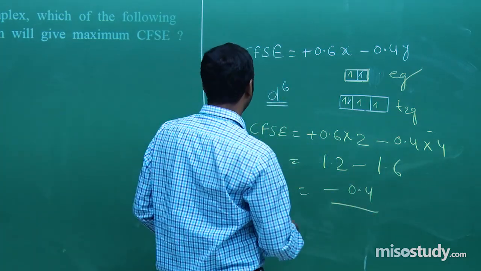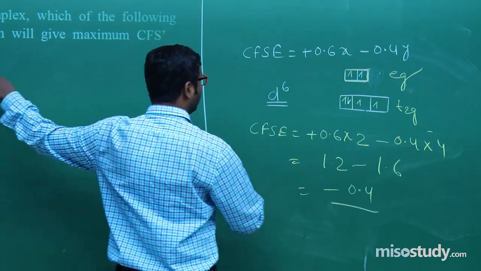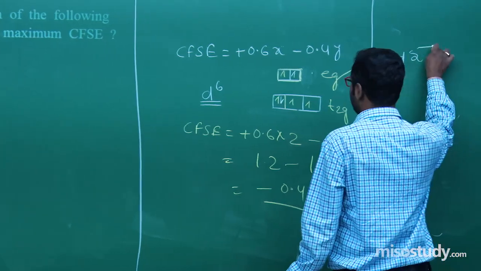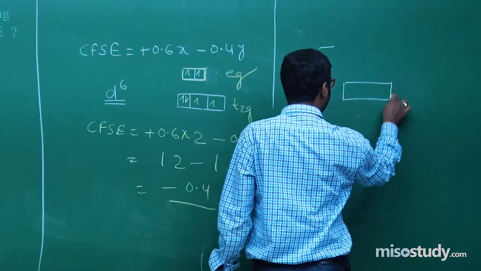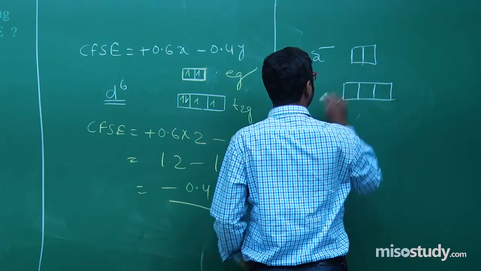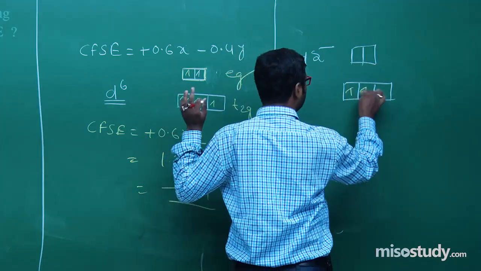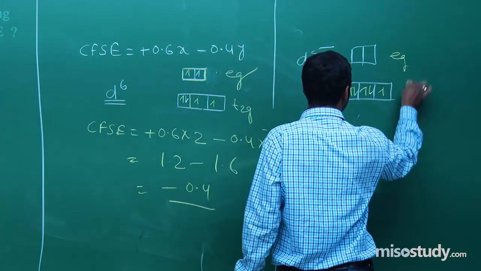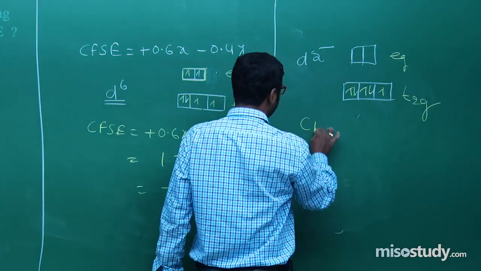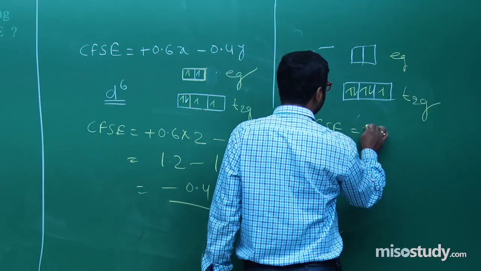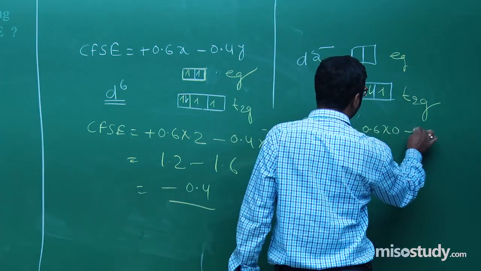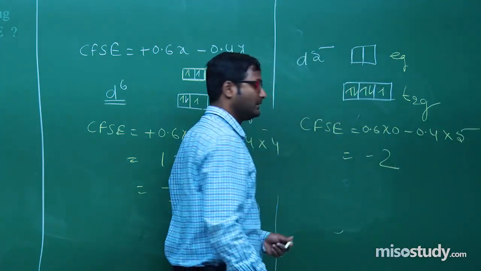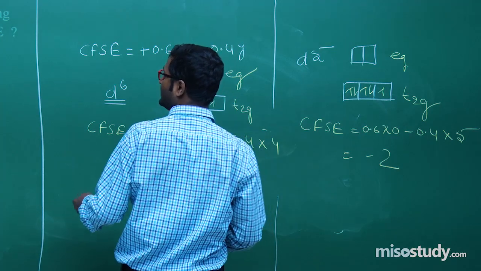Clear? Now for low spin d5, first pairing will be done. For d5 it can be written like this: 1, 2, 3, that is 1 and 2. Now put here 1, 2, 3, then 4 and that is 5. This one is eg and this one is t2g. What is the value of CFSE in this case? 0.6 into 0 minus 0.4 into 5, that is minus 2 here. Clear to you? Now next one, low spin d4.